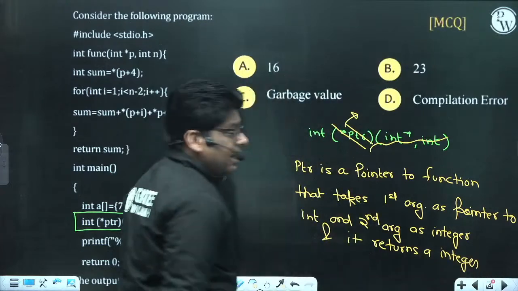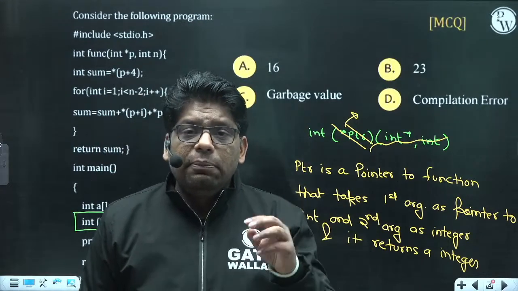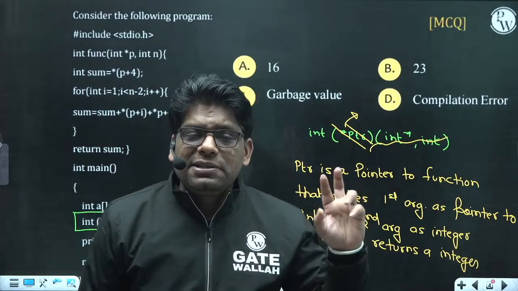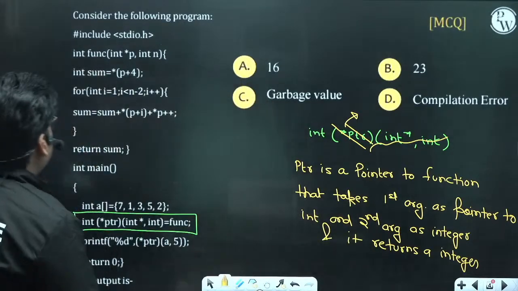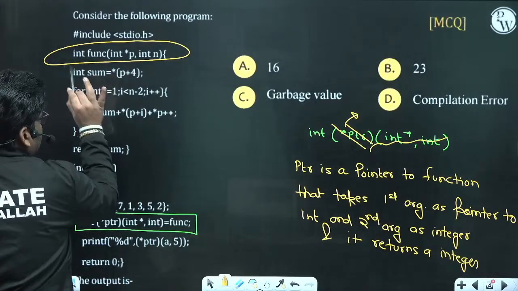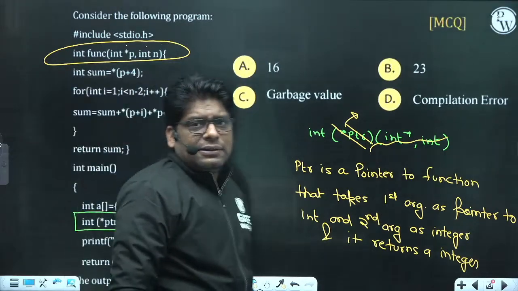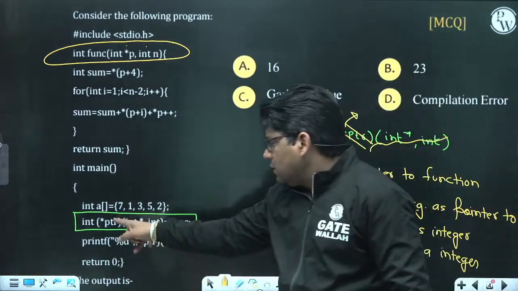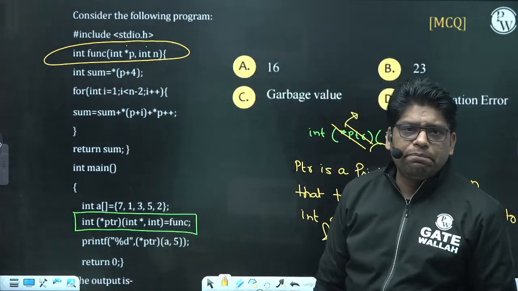That means in this pointer we can point to a function whose first argument is a pointer to integer and second argument is an integer, and that function is returning an integer. Just focus over here. Isn't it func is a function that takes two same arguments and returns integer? Yes, sir. That means through this line we are pointing this pointer to this function. We are binding this function through this pointer. Is that okay?